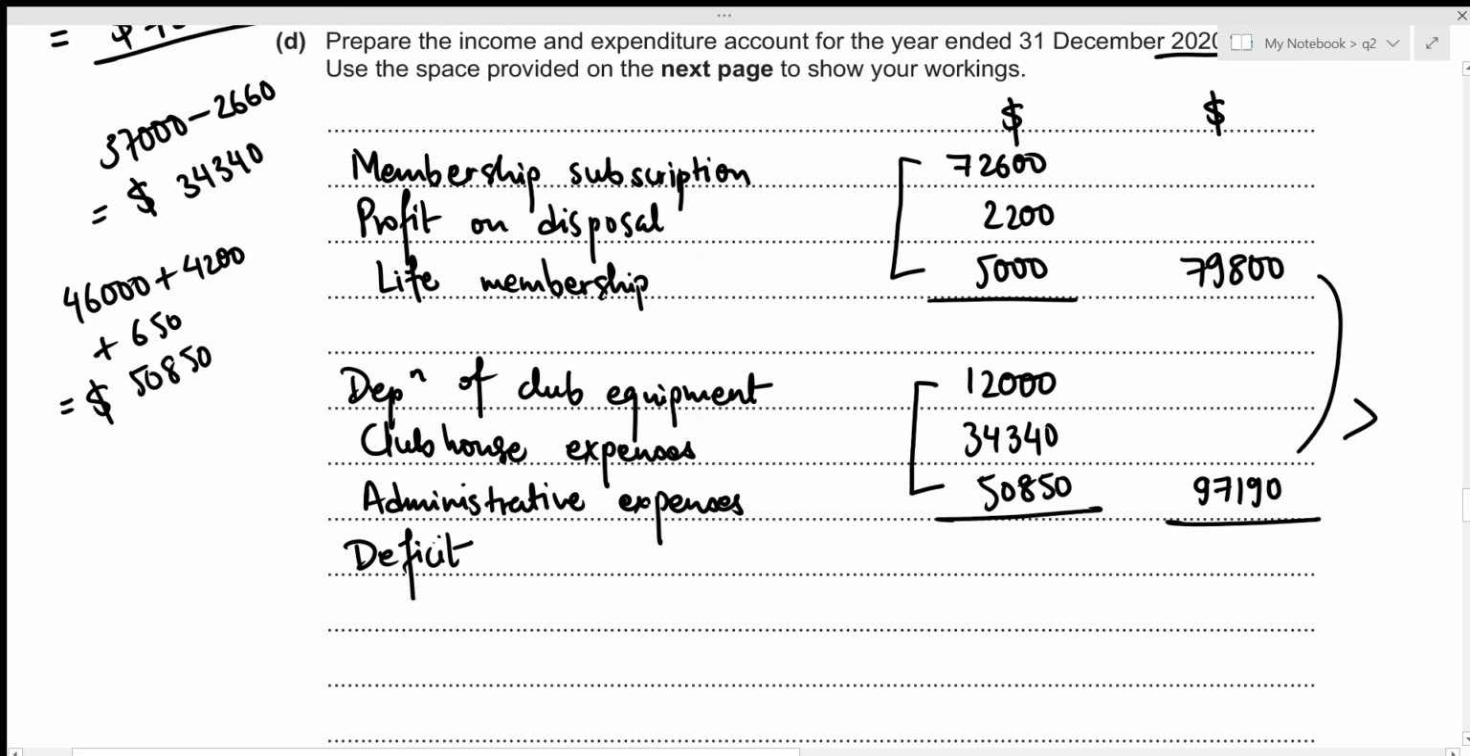So that will be the difference between our expenses and income, which is 97,190 minus 79,800, which results in the value of 17,390. So this just represents our loss or excess of expenditure over income. And this concludes our fourth part of the question. So now we can move towards the fifth one.